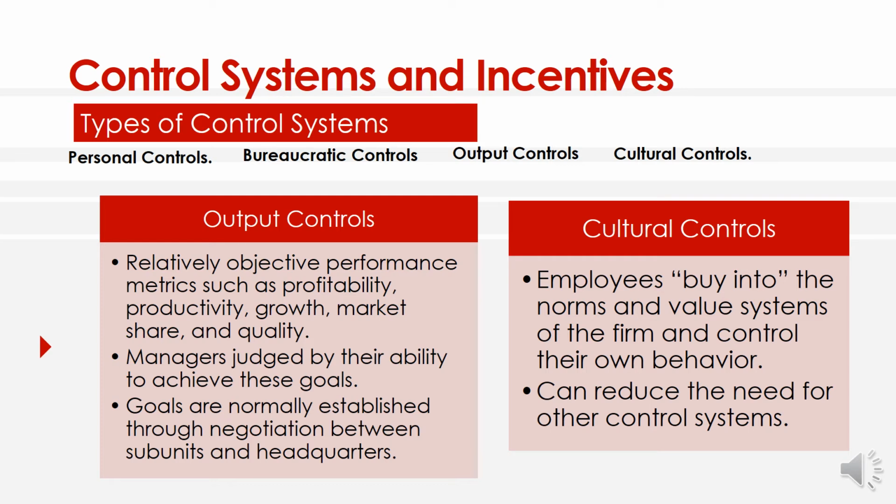Continue on control system and incentive, still on types of control system. Output control refers to relatively objective performance metrics such as profitability, productivity, growth, market share, and quality. Managers are judged by their ability to achieve these goals. Goals are normally established through negotiations between subunits and headquarters. In cultural control, employees buy into the norms and value systems of the firm and control their own behavior, which can reduce the need for other control systems.